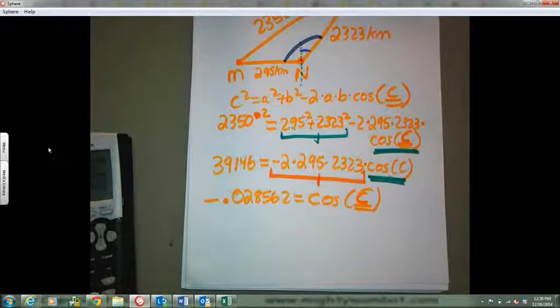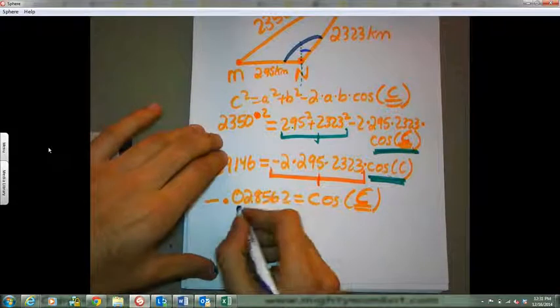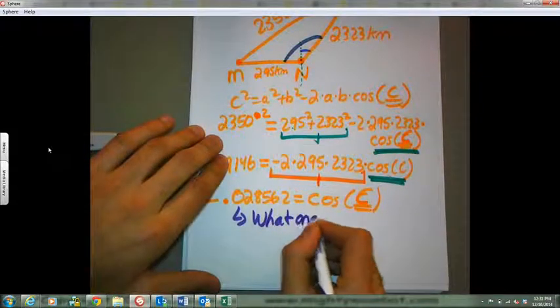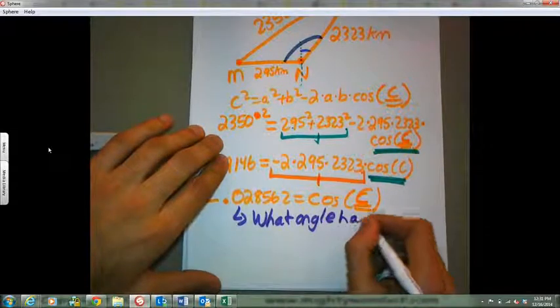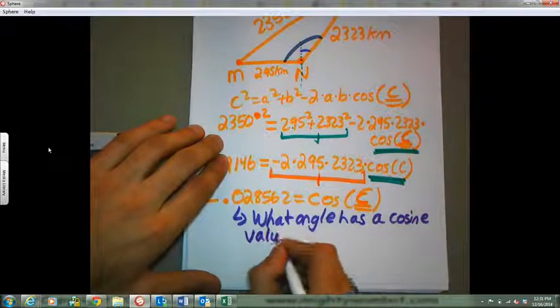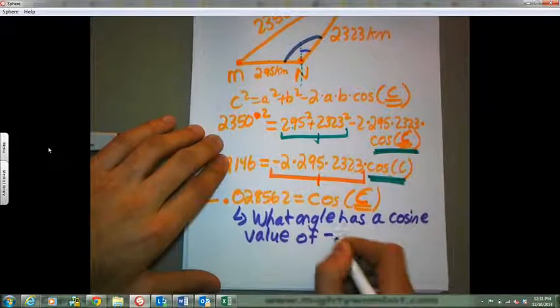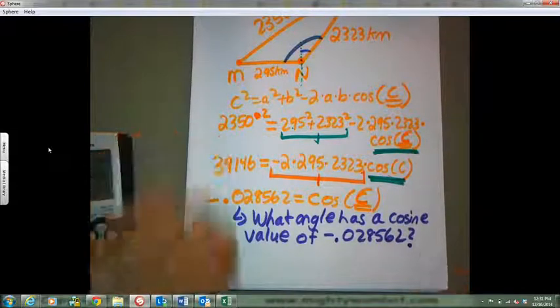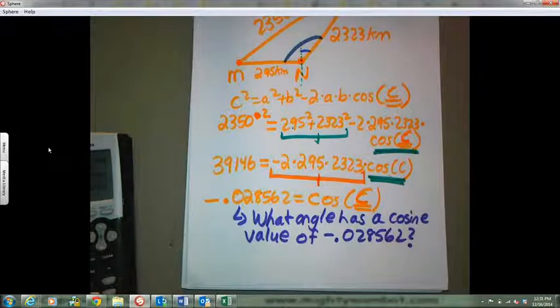So in words, this is saying what angle has a cosine value of negative 0.028562. That's what we're asking. What angle could I put here? What x value, if you want to think of this as y equals cosine of x? I gave you the y coordinate. I want you to tell me the x coordinate.